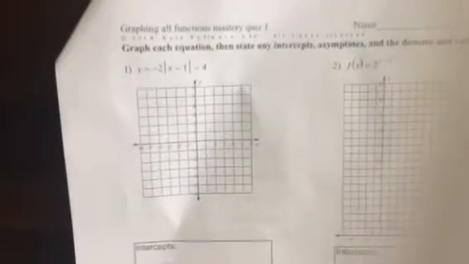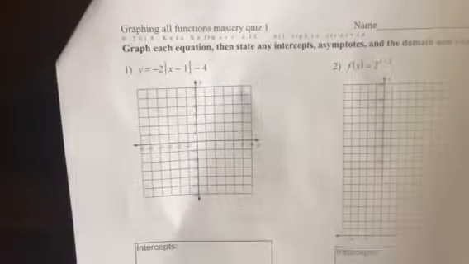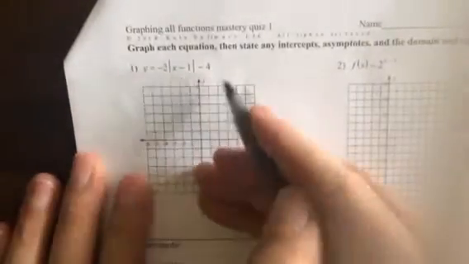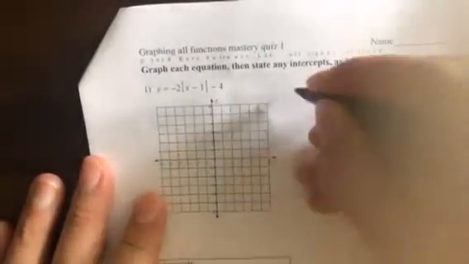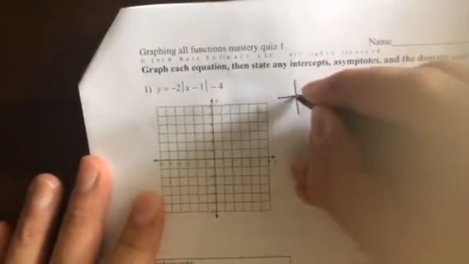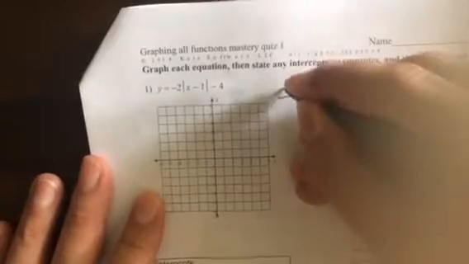All right, we want to be able to graph any type of function and be able to say any asymptotes, intercepts, and the domain and the range. This first function is an absolute value function. You should know that the absolute value parent function has a vertex at 0, 0.